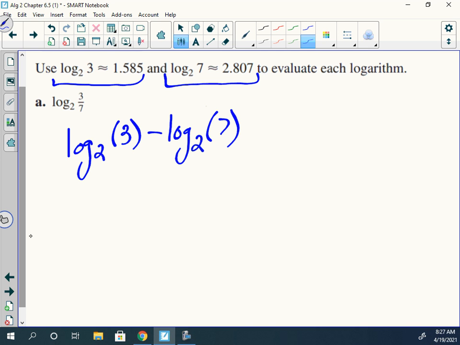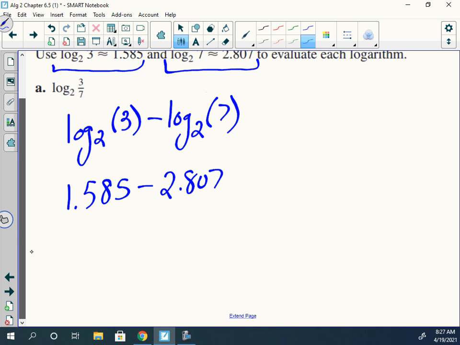Now, it told us log base 2 of 3 is 1.585. So this here is 1.585. Log base 2 of 7 is 2.807. All right. Well, what do we need to do next? We just need to subtract the 2. Negative 1.222.